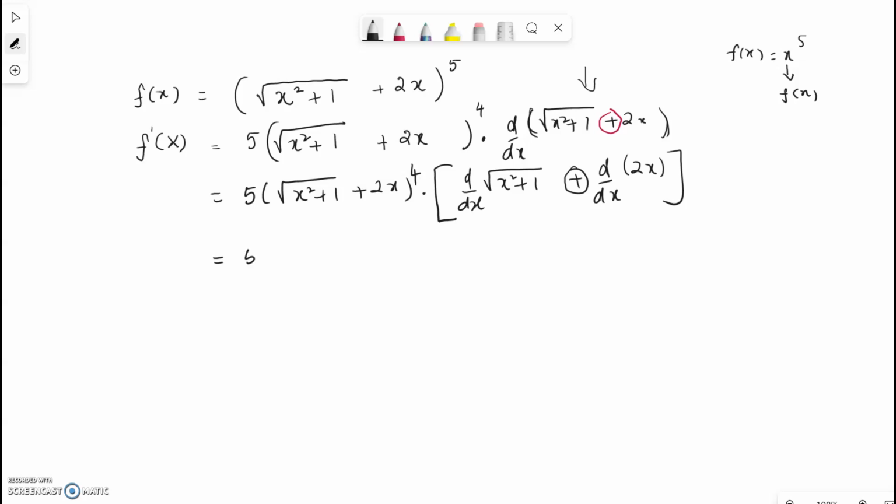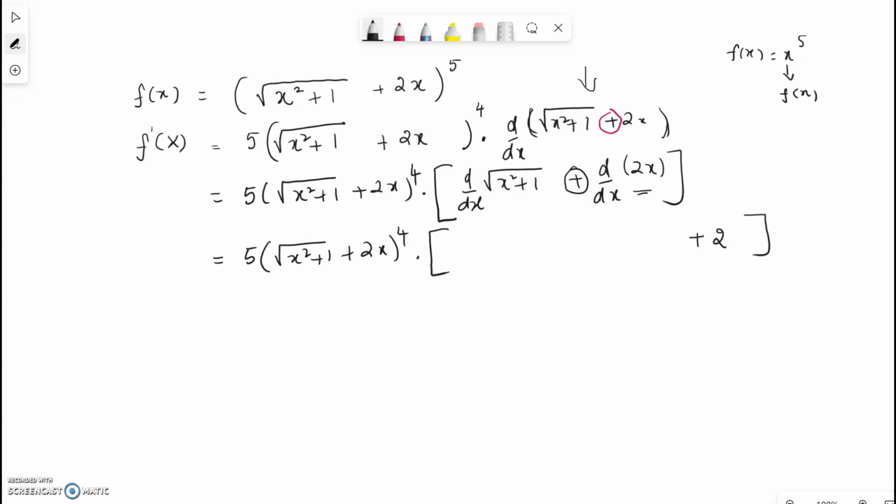Next, this remains unchanged because it's an expression. We don't need to differentiate it. Now we have to look at the functions that need to be differentiated. The easier of the two is the second one. d by dx of 2x is 2 times 1, which is 2.